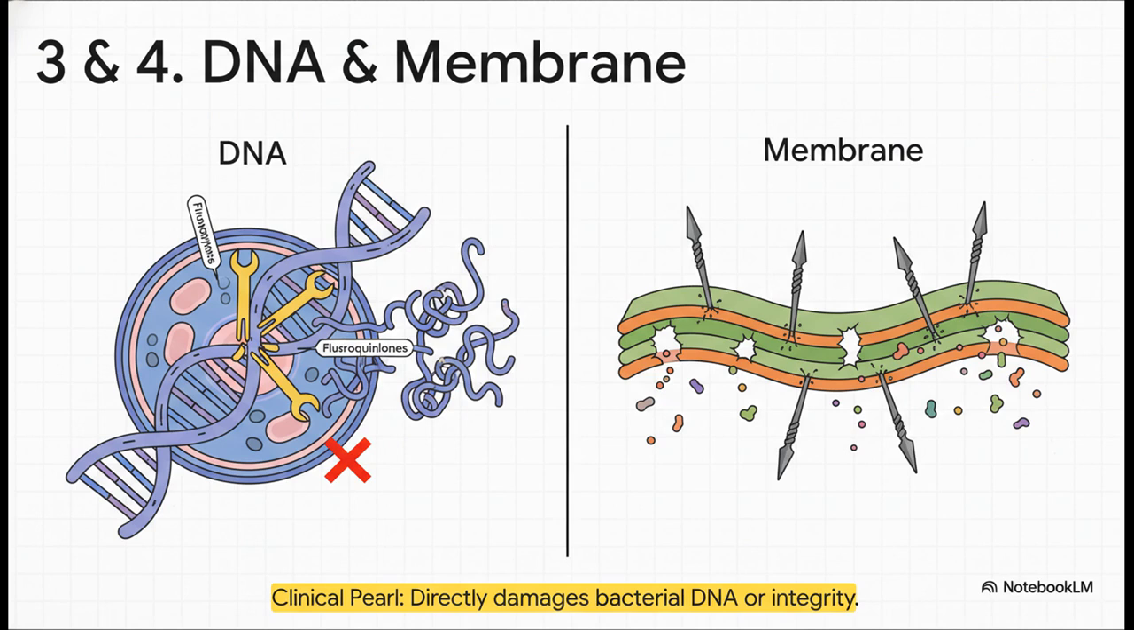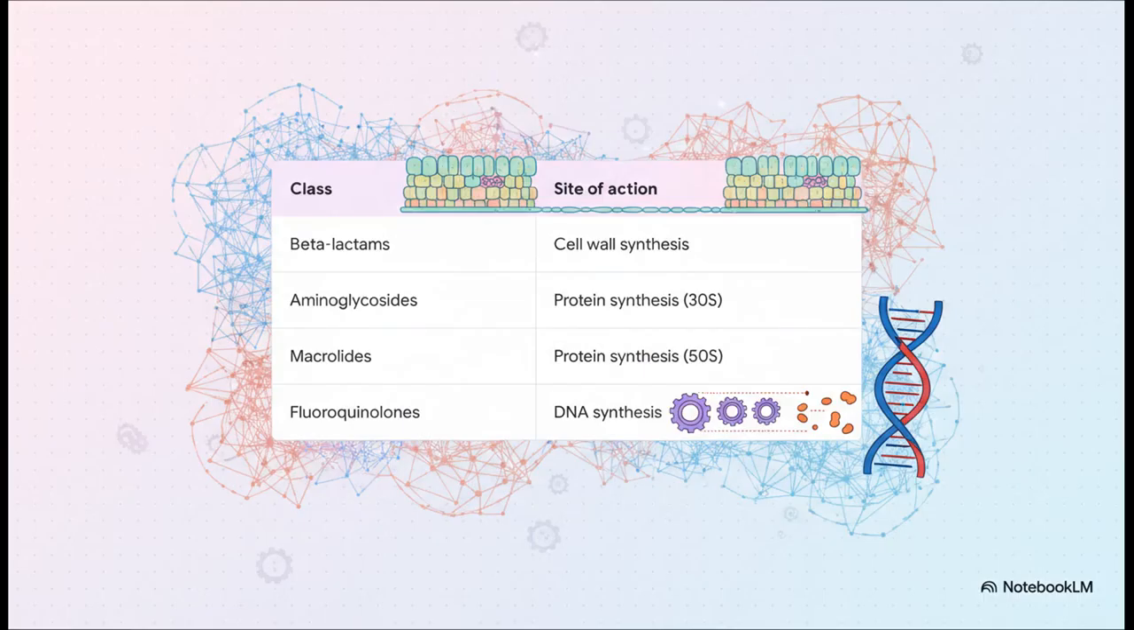We can go straight for the genetic blueprint with drugs like fluoroquinolones, stopping them from copying their DNA. Or we can get really aggressive with something like a polymyxin and just punch holes in their outer membrane. I mean, it causes a catastrophic leak. It's a full-on structural assault. So the real key here is to connect the drug class to its target. This table is your quick reference guide, your cheat sheet, and knowing this is absolutely fundamental.